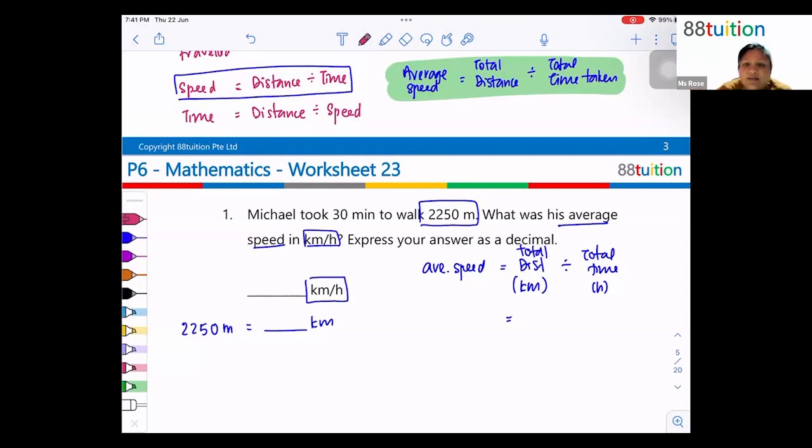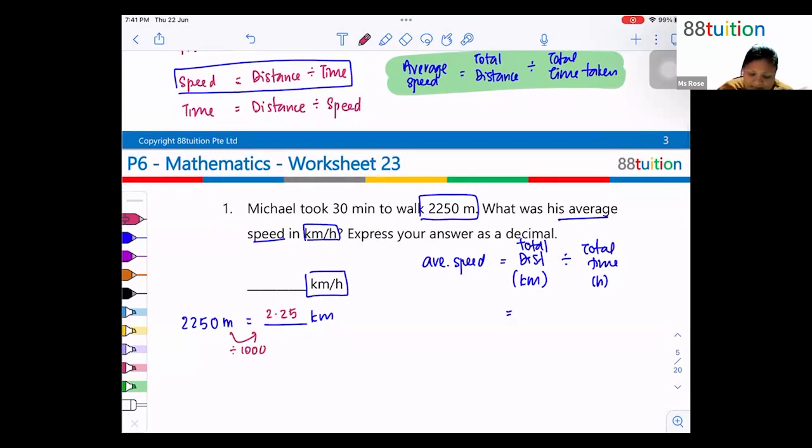Yes, Hannah, that's right. Okay, Marine got it. So what you're doing is to divide this by 1,000 to give you 2.25 kilometers. And for the time taken, I must convert it to hours, right? Because I need it to be in kilometers an hour. Okay, so what do I do to the time?